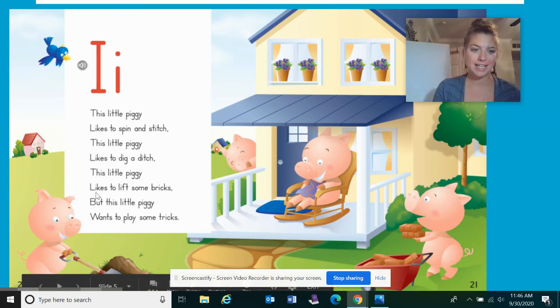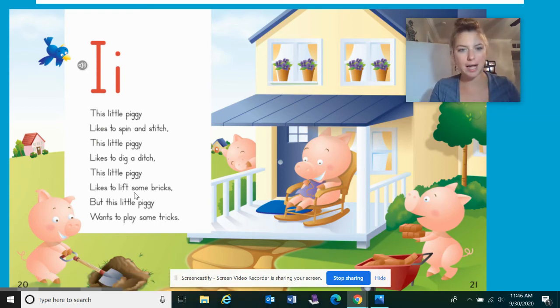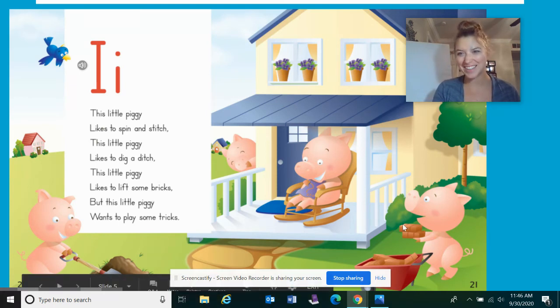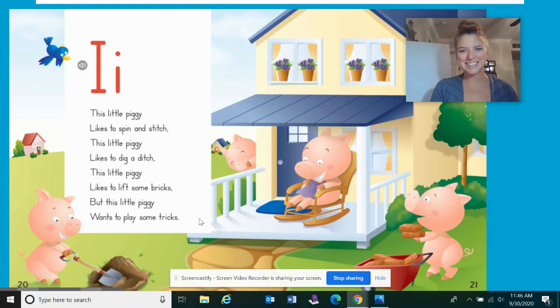This little piggy likes to lift some bricks. Which little piggy is lifting bricks? Yeah, this one right here. Very good job. Those are called bricks. But this little piggy wants to play some tricks. Which little piggy is that? Some tricks. Good. Yeah, I think it's this one. He's laughing over there. Good job.